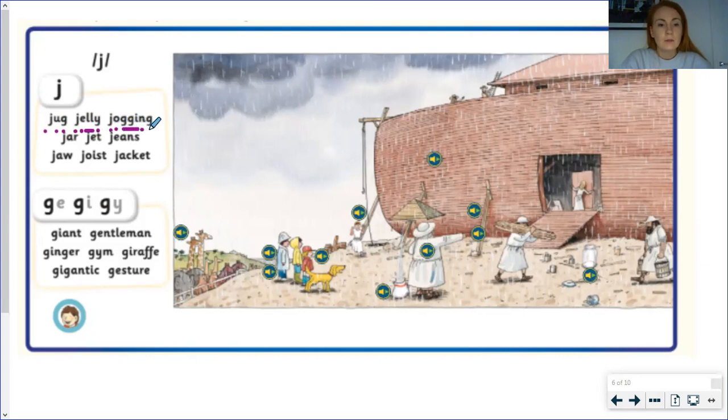And reading them together. Giant, gentleman. And just be careful when you look at the Y sound, because it could be a Y, it could be an E, or it could be an I. So have a go at reading them and then see which one sounds right.